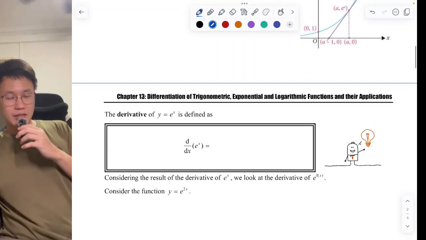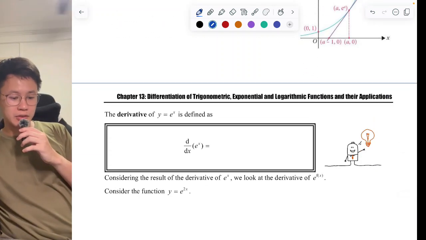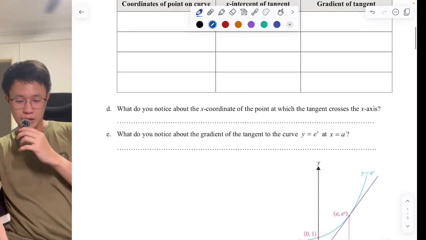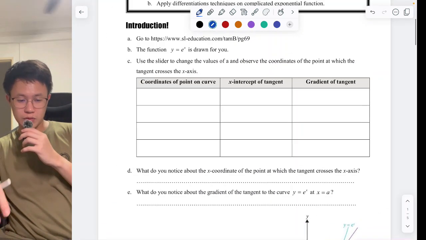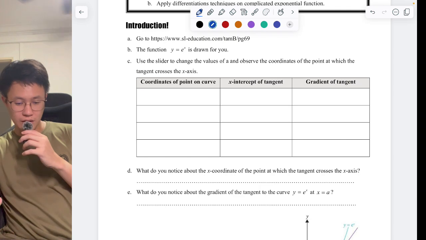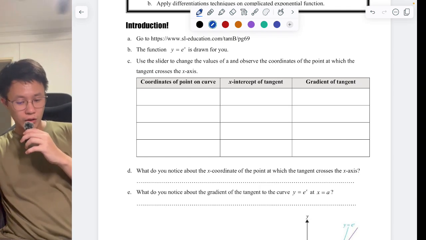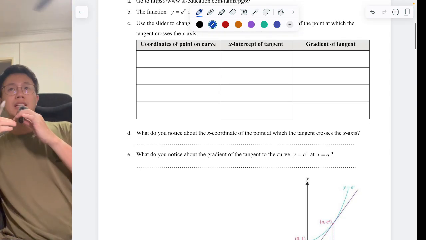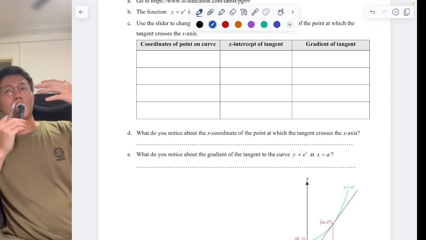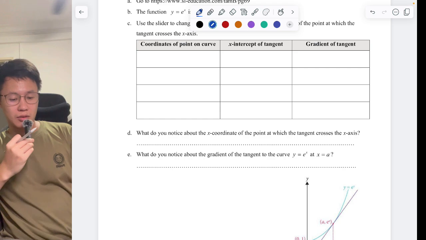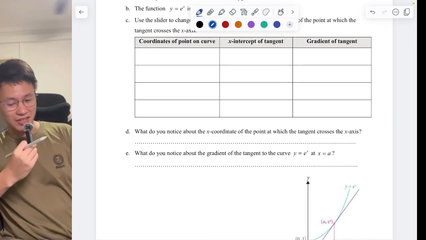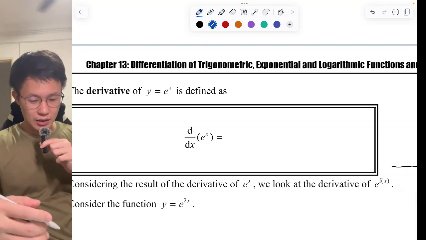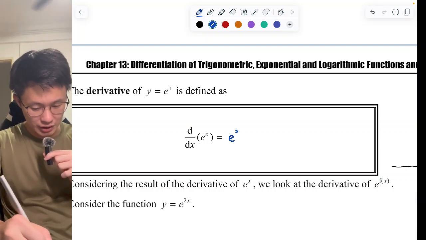Okay, so welcome to this lesson on finding the derivative of an exponential function y equals e to the power x. If you have time, you can freeze this and try out this activity, or if you have the worksheet, try it out. You will figure out that the gradient of an exponential function is simply itself, and that's why when you differentiate the exponential function, you in fact get itself, e to the power x.